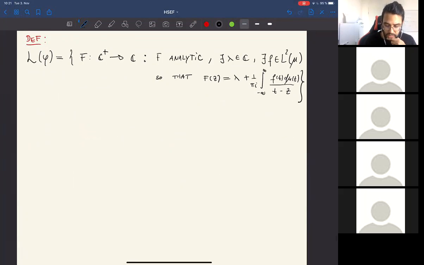So that's an explicit definition, and if you go to the book, it's not quite explicit the way he defines it. So you can see this is a vector space. If you add any two functions in this space, you get another function in the space.